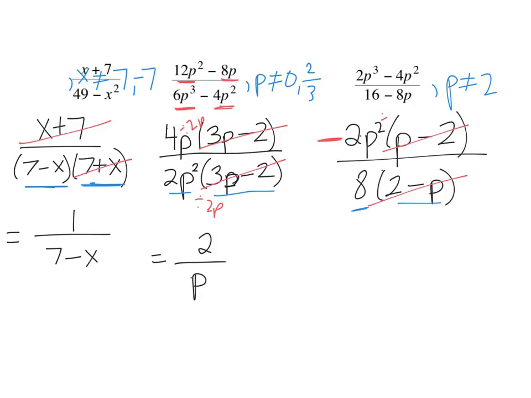Divide by 2. So I'll divide both of them by 2, and I'll get negative p squared over 4. Okay, so that's how you do it.